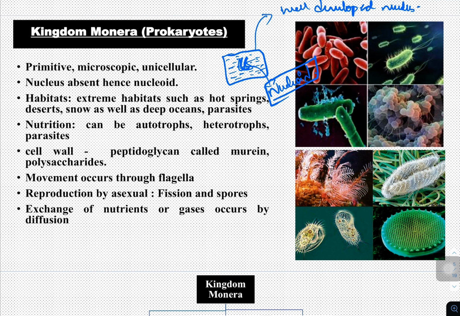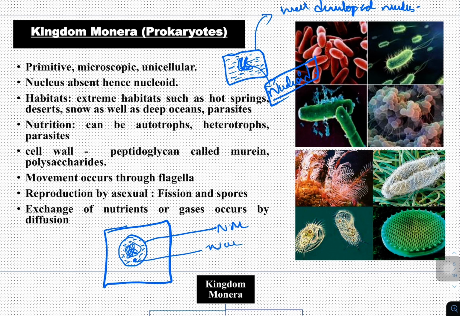Coming to the eukaryotes, eukaryotes have a well developed nucleus. What do you mean by a well developed nucleus? Well developed nucleus means they will be having a nuclear membrane, a nucleolus, and genetic material within a nucleoplasm. If all these 3 aspects are present within the nucleus, then it is called a well developed nucleus: nuclear membrane, nucleolus, nucleoplasm.